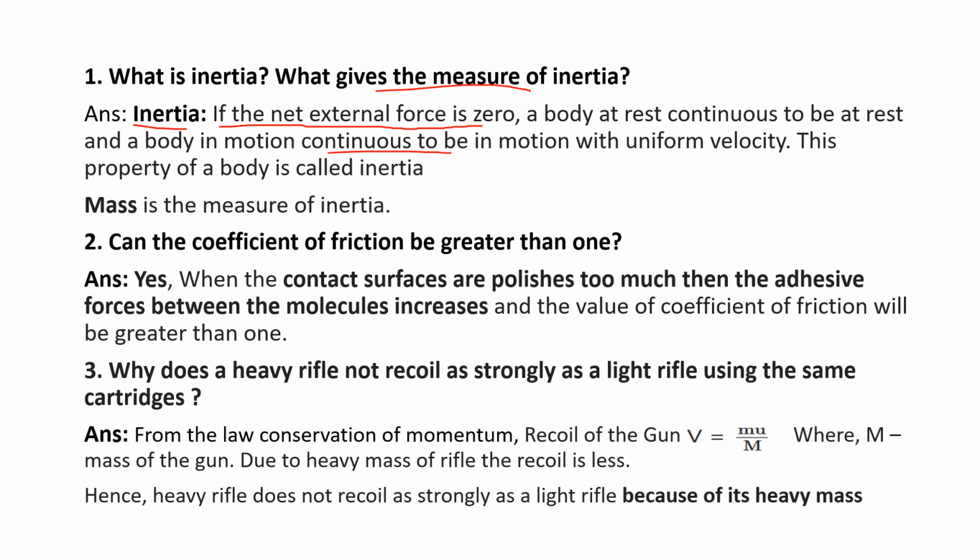Just read this definition 2 or 3 times or 4 or 5 times, until you remember, so that you can answer easily. And what gives the measure of inertia? The mass is the measure of inertia. So for this definition, you will get 1 mark, and for writing that mass is the measure of inertia, you will get 1 mark. Okay, don't forget to write that mass is the measure of inertia.